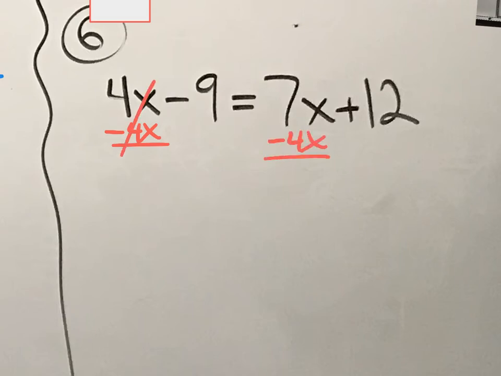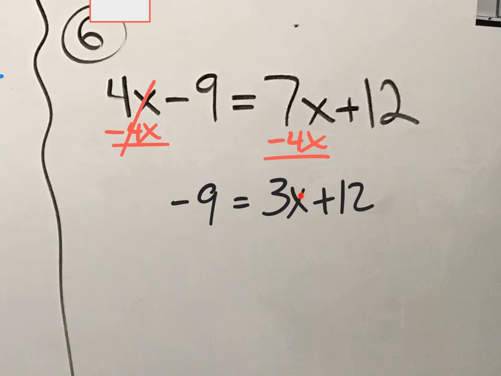So your new equation will be negative 9 equals 3x plus 12. So once again, these guys canceled. The negative 9 came down, the equal sign came down. 7 take away 4 is 3. 12 comes down, the plus 12 comes down. So now we have an equation no longer with variables on both sides.